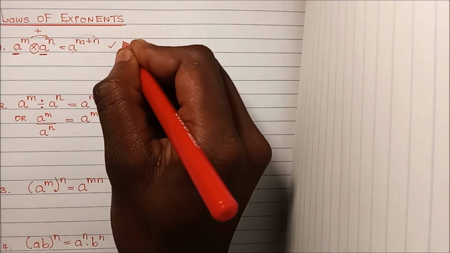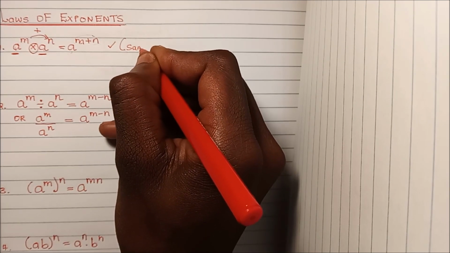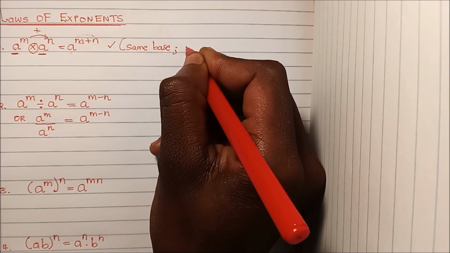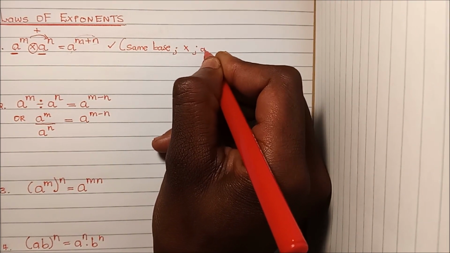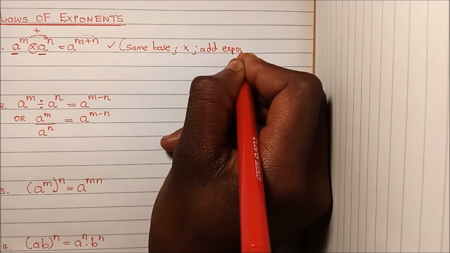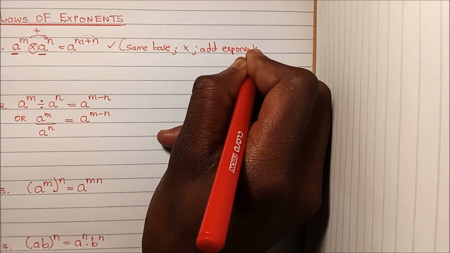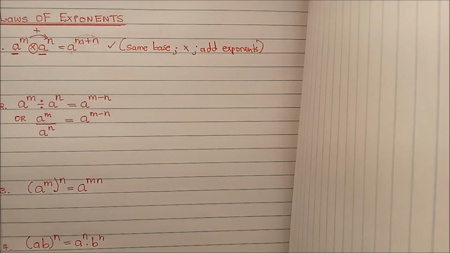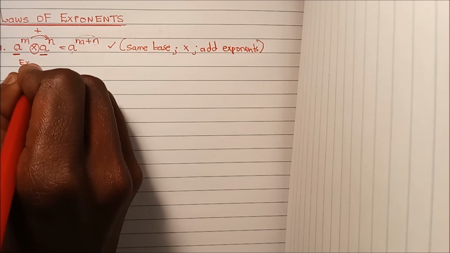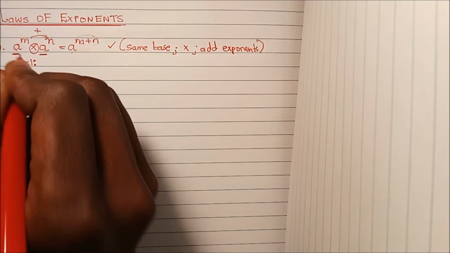That's the law which says: same base, multiply, and then add exponents. That's what the law says. So now let's take an example. We're going to take two examples. So let's look at the first one.